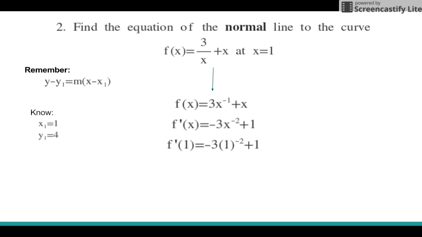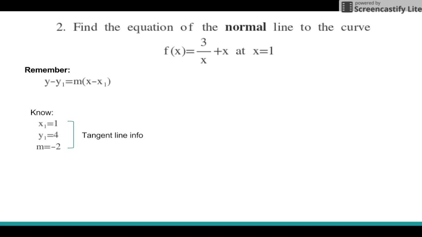Then we're going to evaluate it at x equals 1, so we know the slope when x equals 1. And we're going to end up with f prime of 1 equals negative 2. So that's going to be our slope value. This is not our final answer, as you may recall that we are looking for the normal line. So we must take the negative reciprocal to find the slope of the normal line.